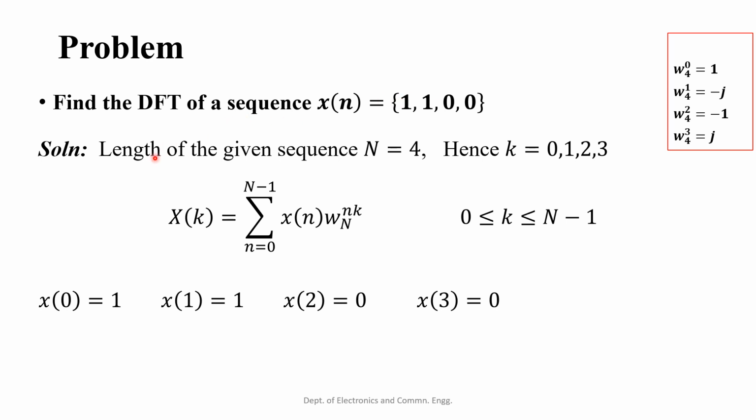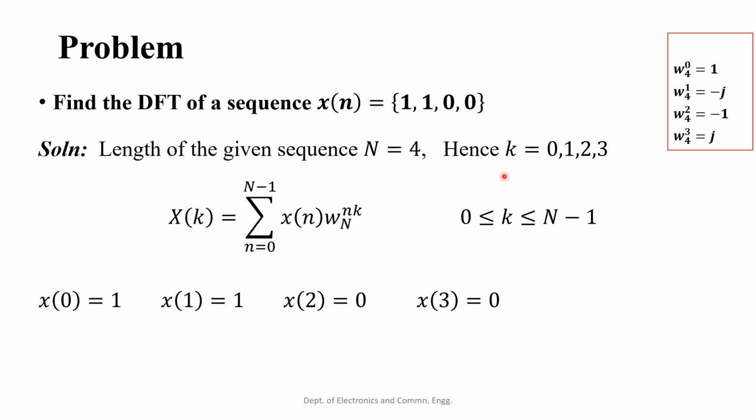Now let us go through what are all the given parameters and try to understand the problem in a proper manner. Length of the given sequence n is equal to 4. So how to identify this length of the sequence? Just count the values. In total there are 4 values given. Therefore sequence length is equal to 4. So that means capital N will be equal to 4. Then, how many time domain values are being given, an equal number of frequency domain values we are going to get.